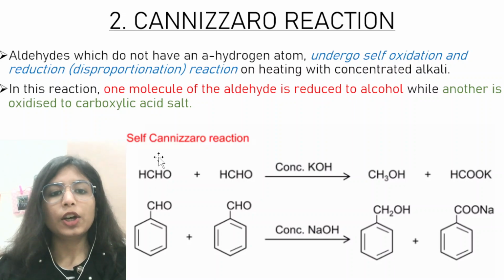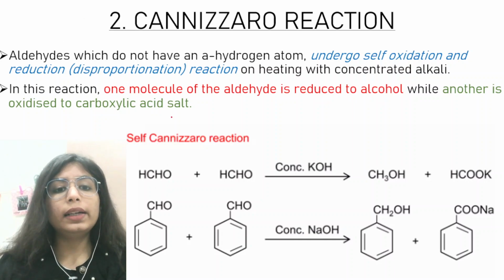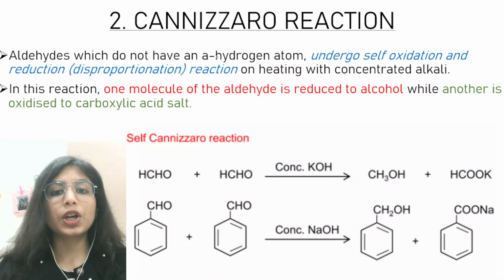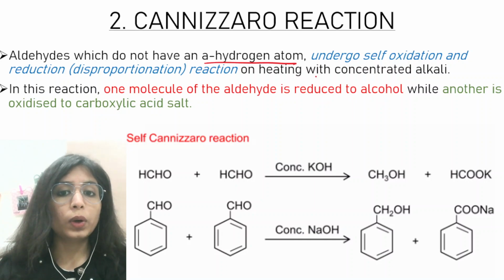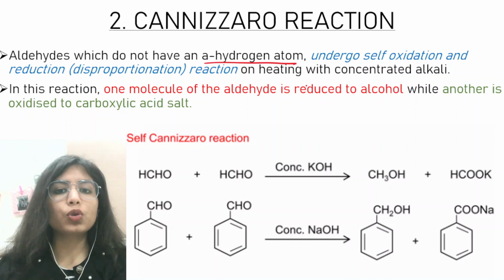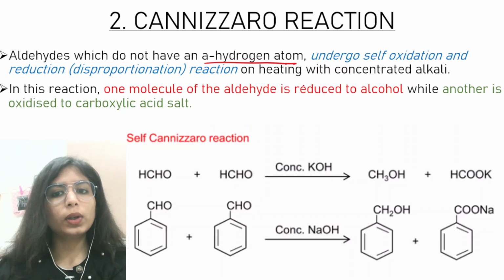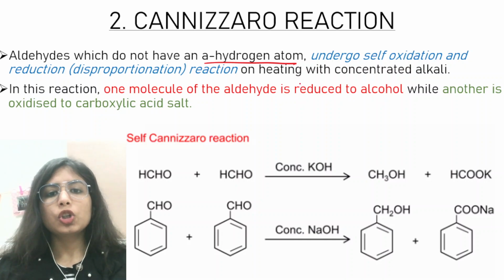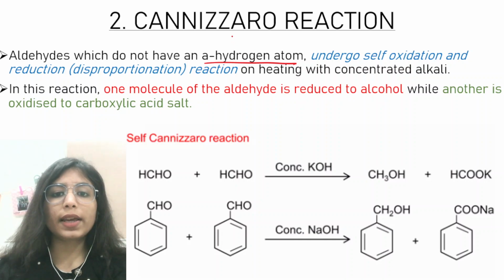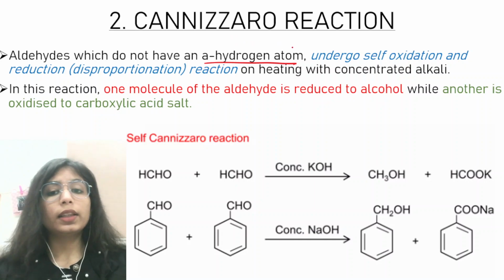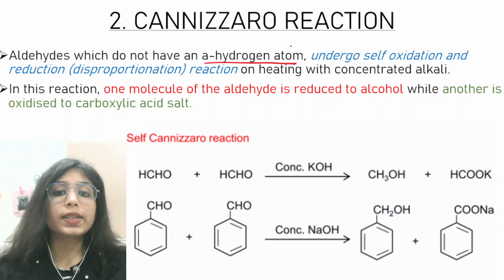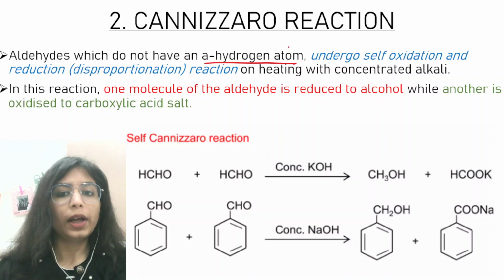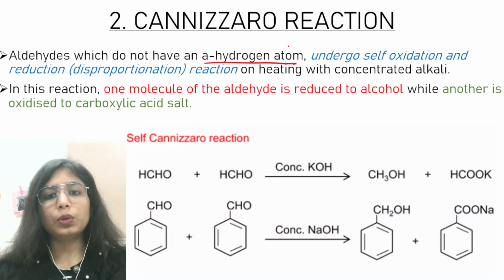So basically here, first of all, you have to look out for those aldehydes which do not have an alpha hydrogen atom. In case you don't know what an alpha hydrogen atom is, please do watch my previous video regarding the aldol condensation reaction, wherein we discussed exactly what an alpha hydrogen is. Just for reference, the carbon atom that is attached adjacent to the aldehyde functional group, and the hydrogens on it, are referred to as the alpha hydrogen.